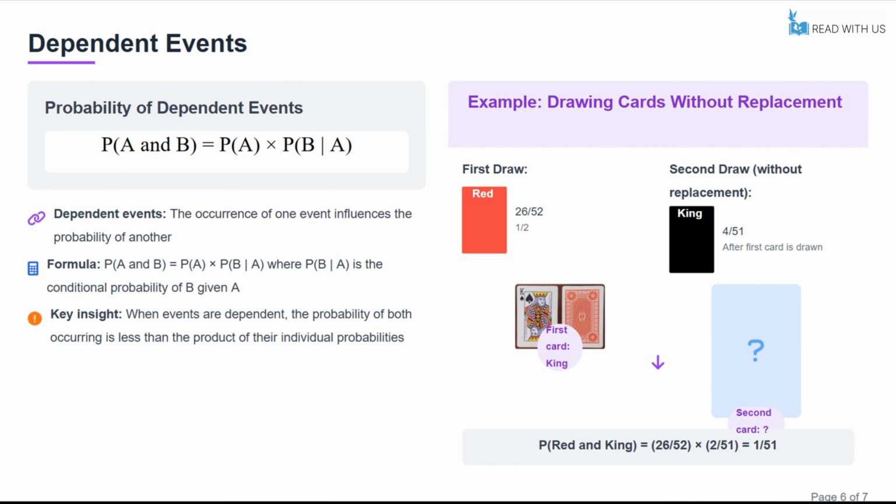If the events are not independent, we adjust the formula to P of A and B equals P of A multiplied by P of B given A. This means we multiply the probability of A by the probability of B happening after A has already happened.